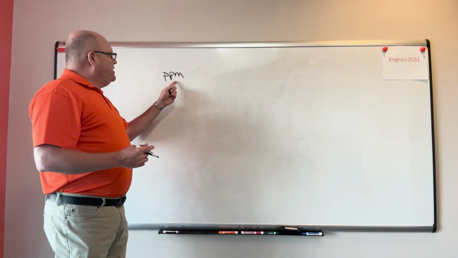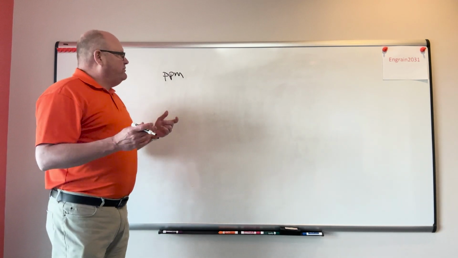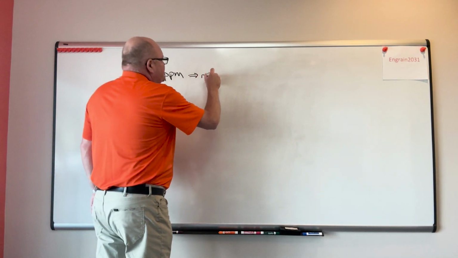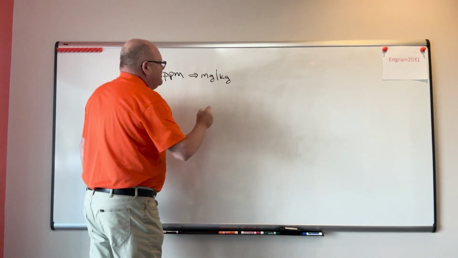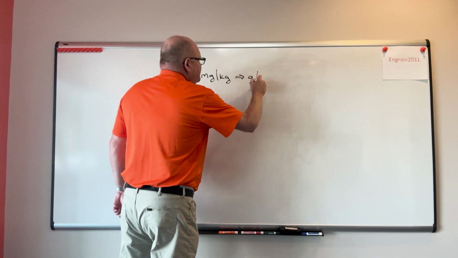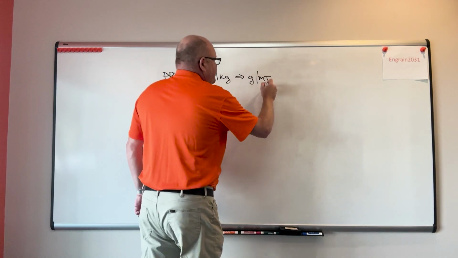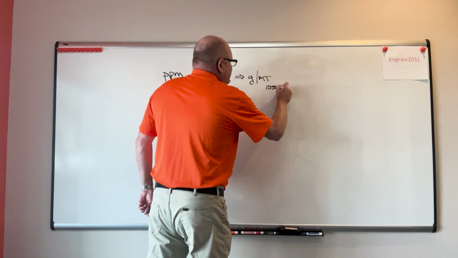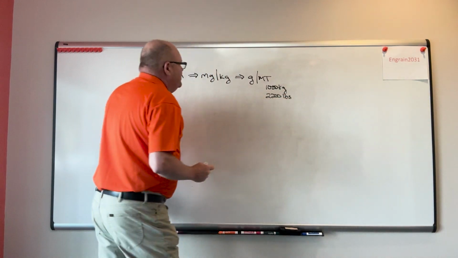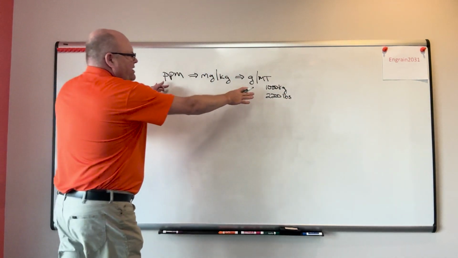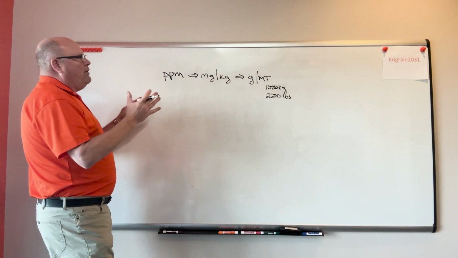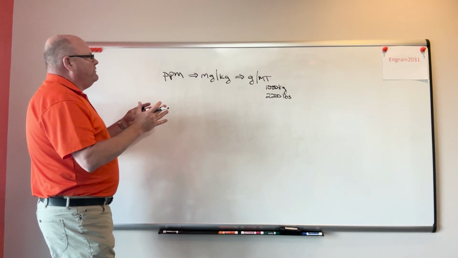So the easy way to begin thinking about parts per million is to first always think about ppm as being the same as milligrams per kilogram, which is the same as grams per metric ton. So a metric ton is 1,000 kgs or 2,200 pounds. So once we get from here to here, now we have a better framework of how we are going to add that additive and at what level.